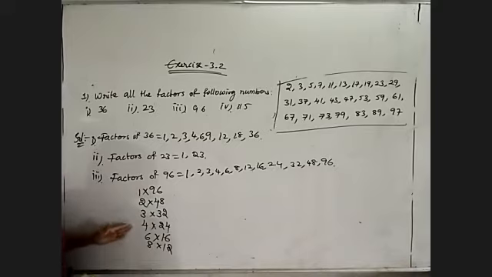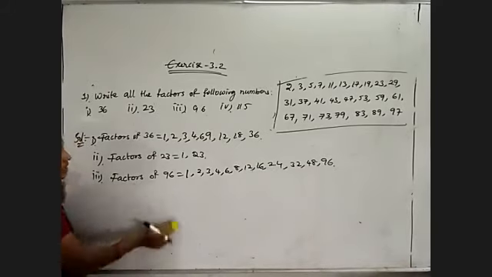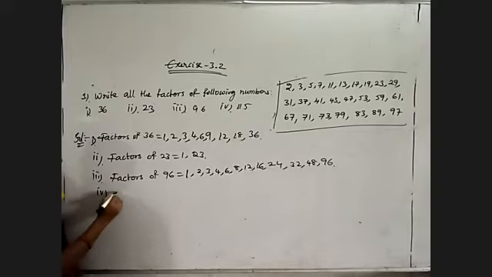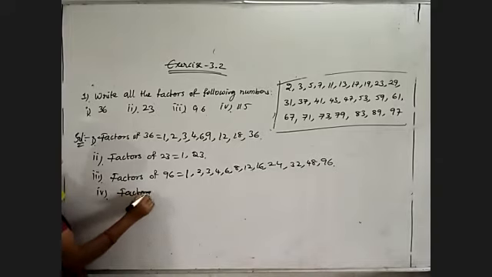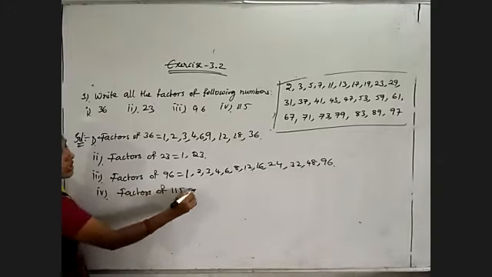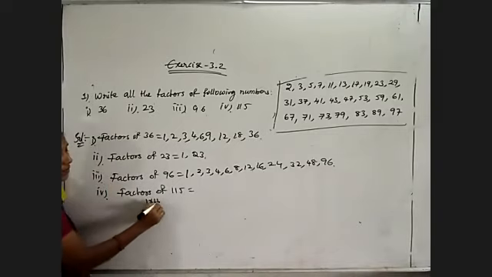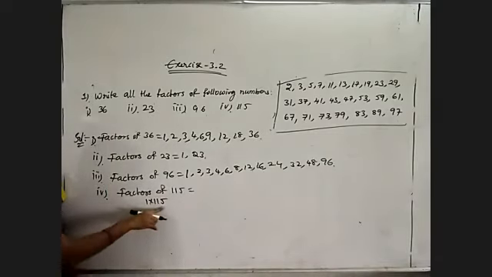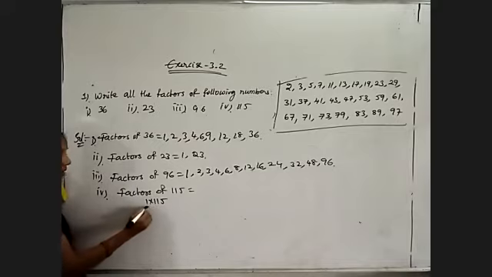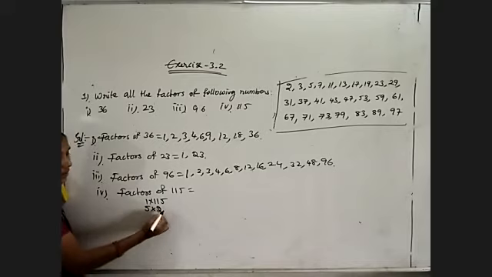Very, very simplest way. Now coming to the last one: factors of 115 equal to 1 into 115. Next, the 2 table will not cancel. 3 table: 1 plus 1 is 2, 2 plus 5 is 7, so it is not divisible by 3 also. 4, no. 5, yes, because the last digit is 5. So 5 2s are 10, 5 3s are 15. That's all.